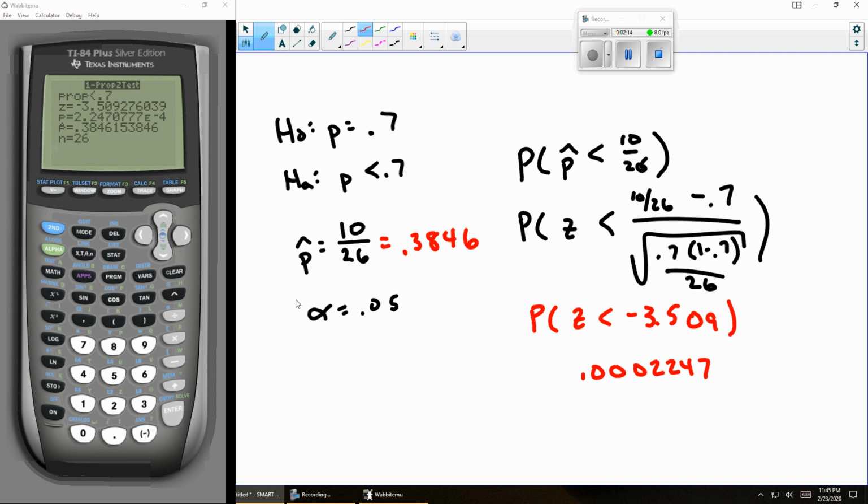And I can quickly see that if I press stat, test, there's a whole bunch of interesting things on here, including two proportion z tests, intervals, t and z intervals, and this stuff will be very useful to us as we continue this semester.